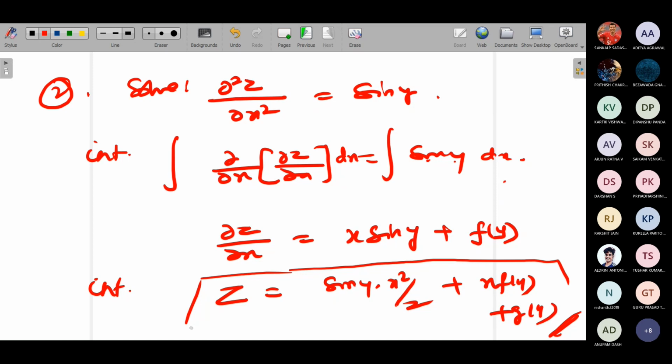Sometimes, for these types of equations, some boundary conditions will be given. The boundary conditions are given to find the values of f of y and g of y accordingly. If they are given, you use them. If they are not given, you need not bother about it.